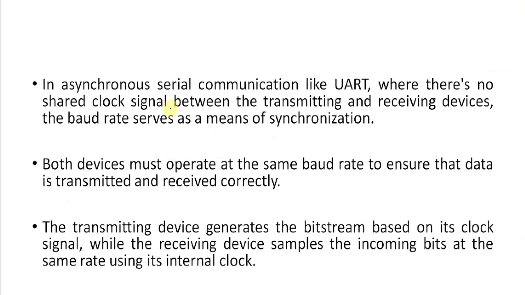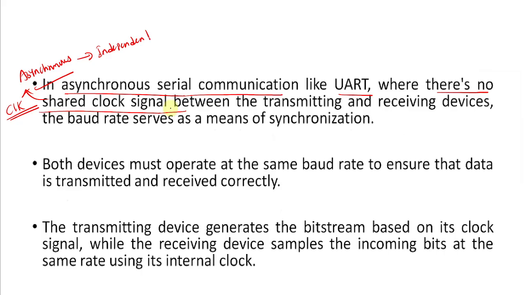So in asynchronous serial communication like UART, there is no clock. Why? Because the name itself says it: asynchronous means independent of clock. There is no clock in this; data will be transmitted independent of clock. So that means data will be shared between the transmitting and receiving devices, and this baud rate serves as a means of synchronization.